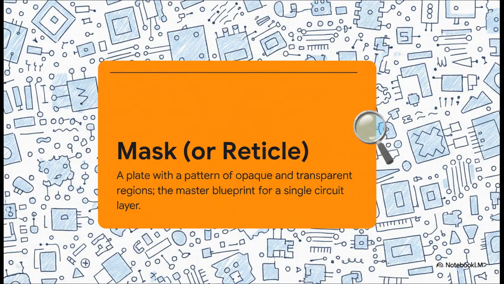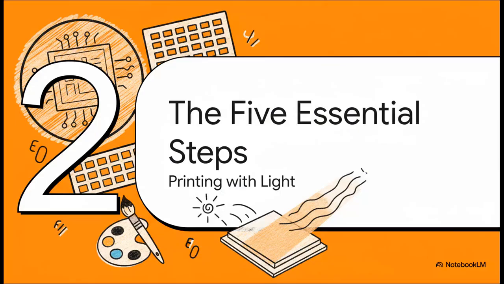And finally, we have our stencil. In the industry, they call this a mask or sometimes a reticle. It's a quartz plate with a ridiculously detailed pattern etched onto it. You can think of it as the master blueprint for just one single layer of the final computer chip. So, we've got our canvas, our paint, and our stencil. Now it's time for the main event, actually printing the circuit.